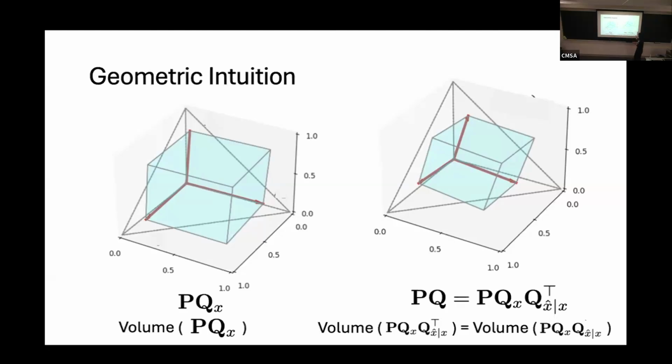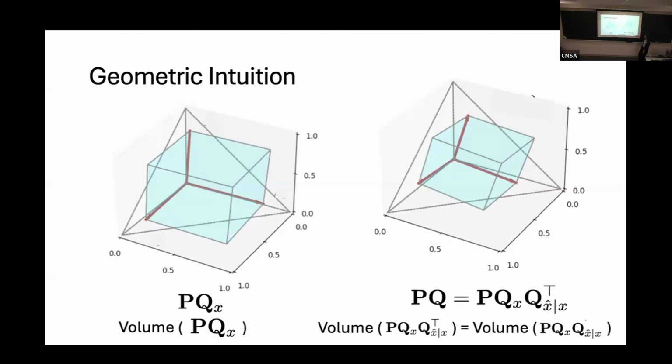But when agents or people introduce error or start to manipulate the reported data, we're right multiplying this matrix. Q is a column stochastic matrix, and this is its transpose, which is a row stochastic matrix. But what's interesting is that under the linear independence condition of P, the volume of this is exactly equal to the volume as if we drop the transpose.